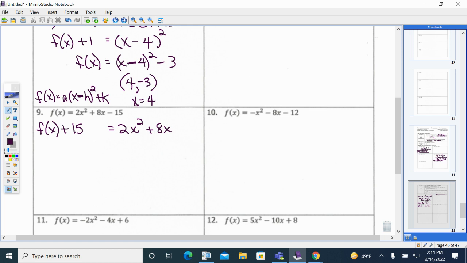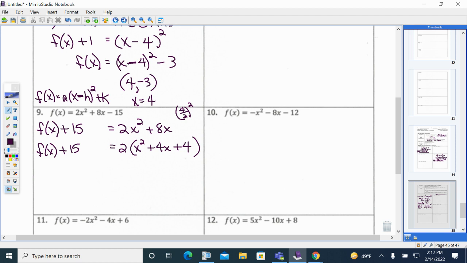The next step says to factor out a if necessary from your ax squared plus bx. So it is necessary. I need to remove the 2. And I'm left with x squared plus 4x. And I'm going to leave a little space, because in the next step, I'm going to try to complete this square. So we're going to take the b that's on the inside of the parentheses, which is 4, and we're going to divide that by 2, and we're going to square it. So that means I'm going to add 4 here.